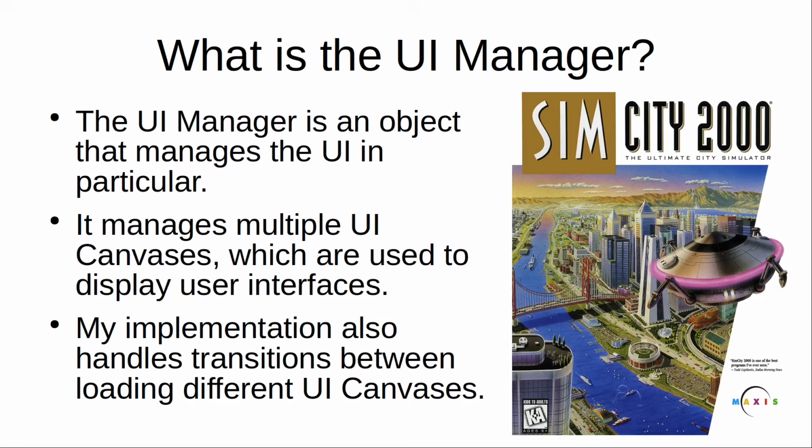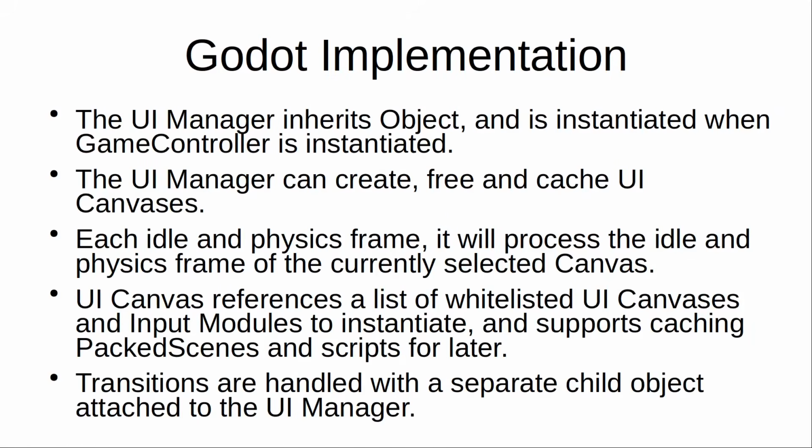But yeah, basically the UI manager just manages the state of canvases, right? And like I said, canvases contain the UI objects and their arrangement. And the UI objects is where things like the inputs and all that are stored. But yeah, again, we'll go into that later. Godot implementation. The UI manager inherits object, and it is instantiated when the game controller is instantiated. It's part of its on-ready stuff.